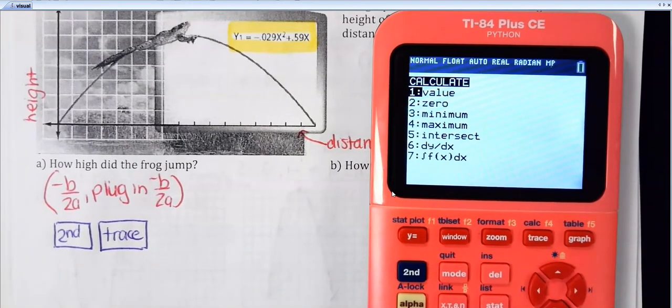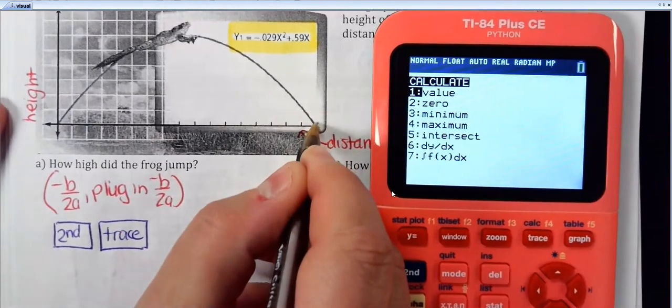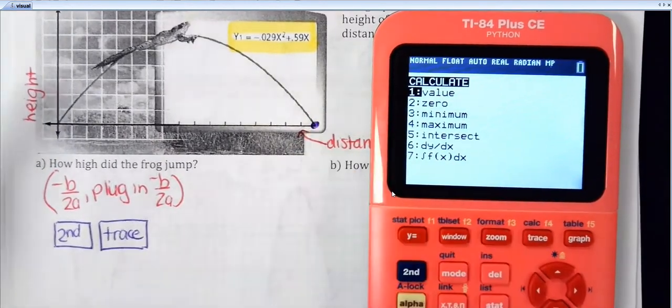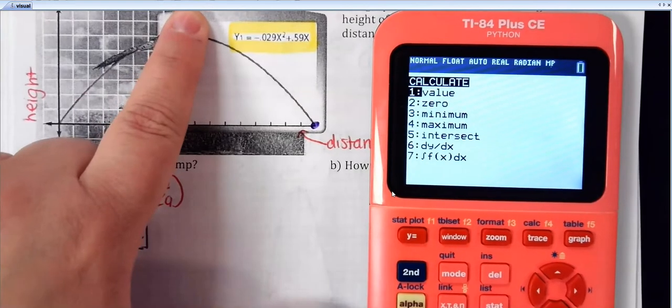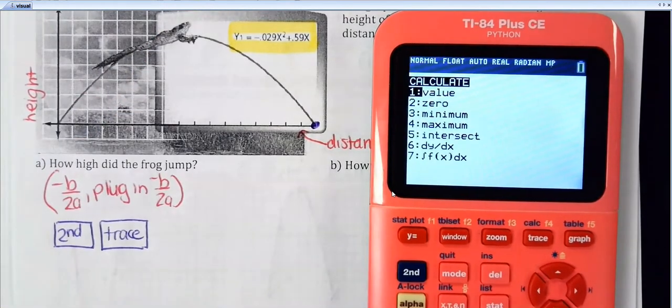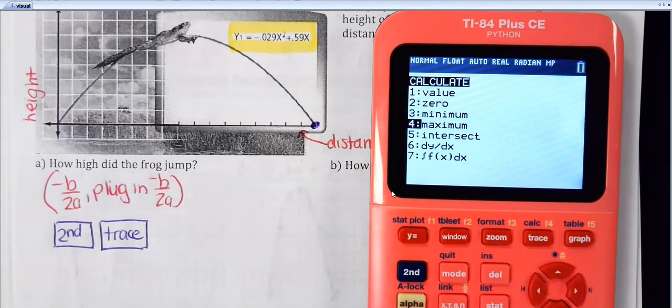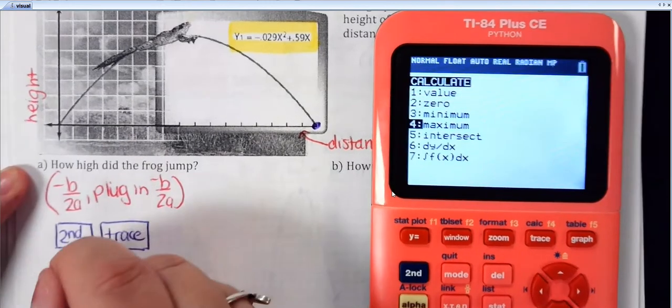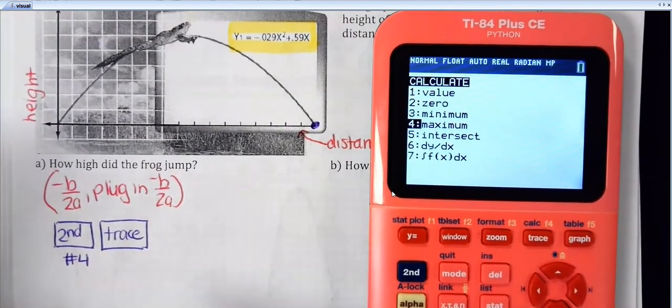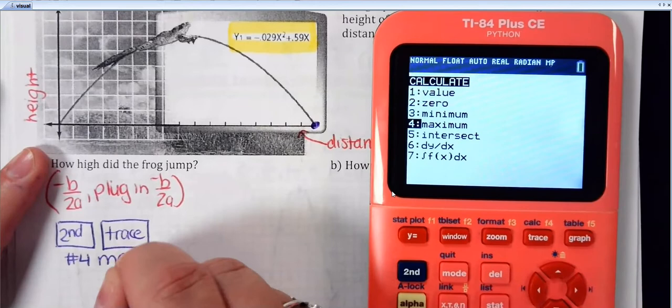Now, the 0, actually, and I'll show you how to do this too, the 0 would be here. What do I want to pick if I'm trying to find the vertex? Yeah, maximum. If the graph was going the other direction, we could put minimum. But if you want a maximum or minimum, remember that's just the vertex. So I'm just going to pick number 4. We'll do the 0 in a second. So I'm going to pick number 4, which is the maximum.